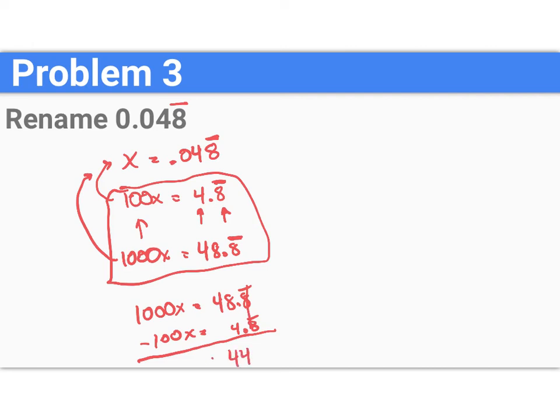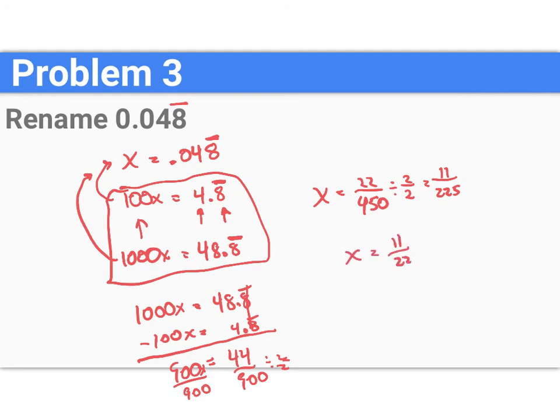And as you can see, the repeating part drops off. You're left with 44 equals 900x. We divide both sides by 900. And x will be, if we divide by 2 over 2, we get 22 over 450. And I left 2 even numbers, so I'm going to have to divide by 2 over 2 again. I get 11 over 225. 225 is not divisible by 11, so x equals 11 over 225.